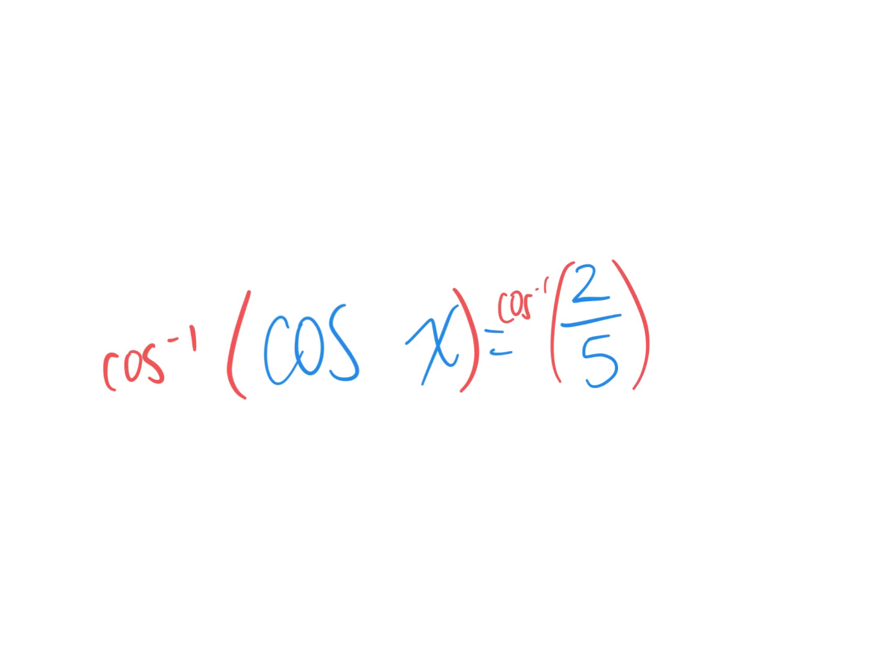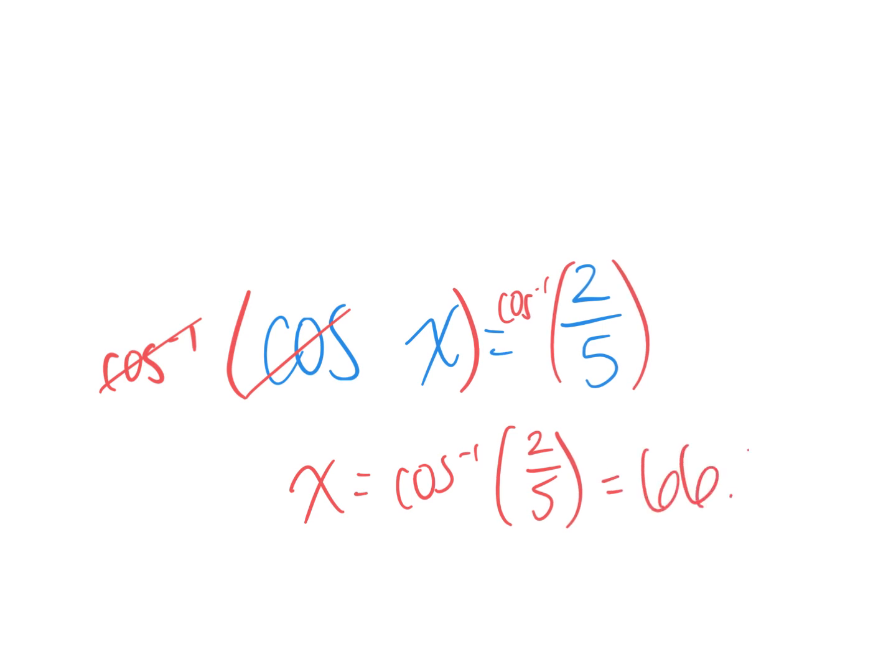So now what happens on the left, guys? Very good. Cosine inverse cancels with cosine. What do I get? X equals what? Cosine inverse of 2 over 5. Okay? So go ahead and plug that into your calculators. Let's see what we get. I got 66.4. Did you guys get the same? Yeah. Awesome. And we'll put degrees because we know it's an angle.